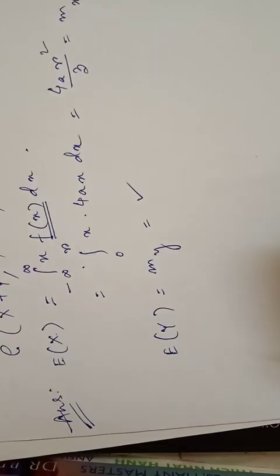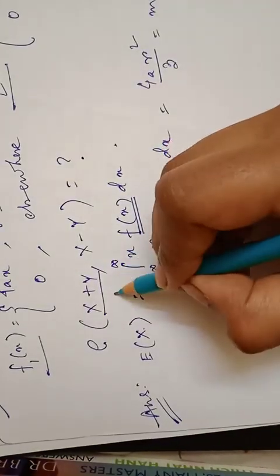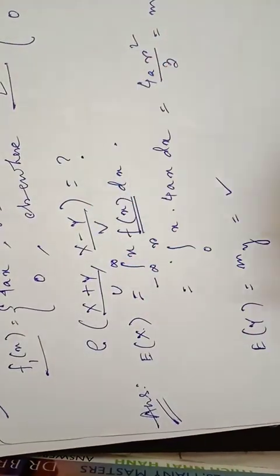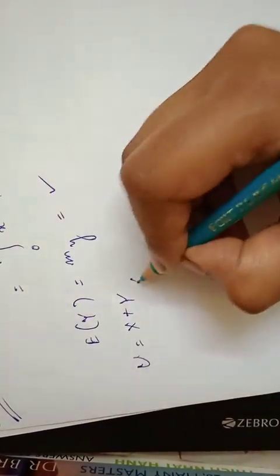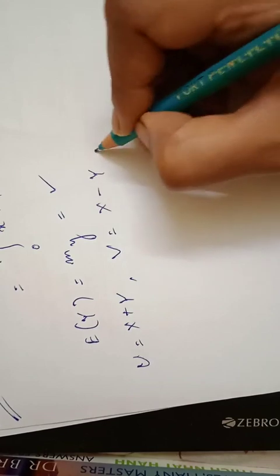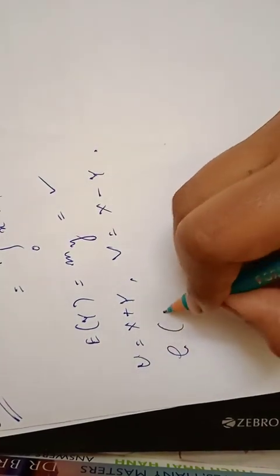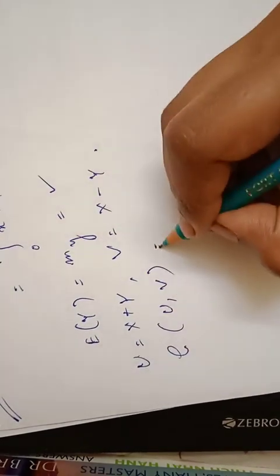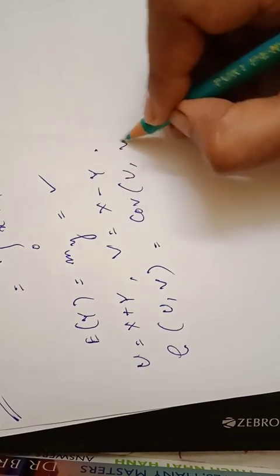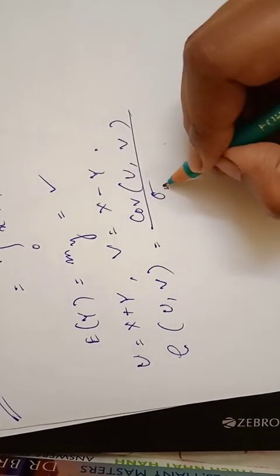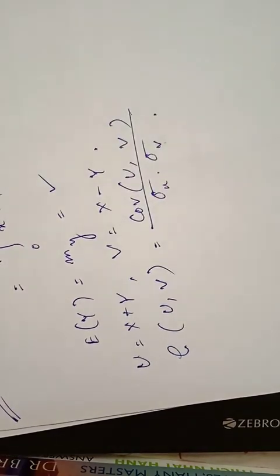Now take this one as some u and this one as some v. So let u equal x plus y and v equal x minus y. We have to find out rho of u comma v. So it has the value covariance of u comma v by sigma u into sigma v, right?